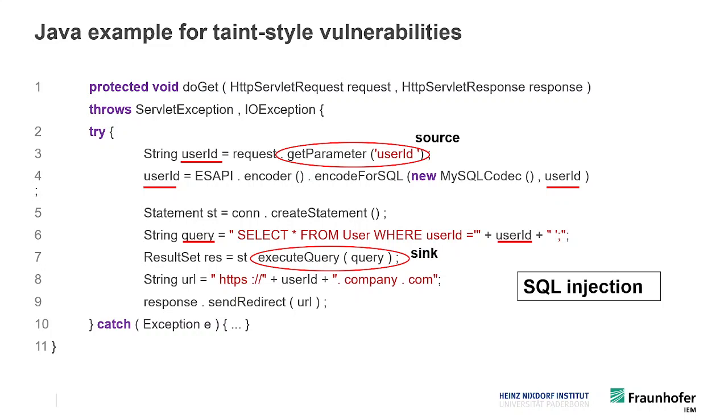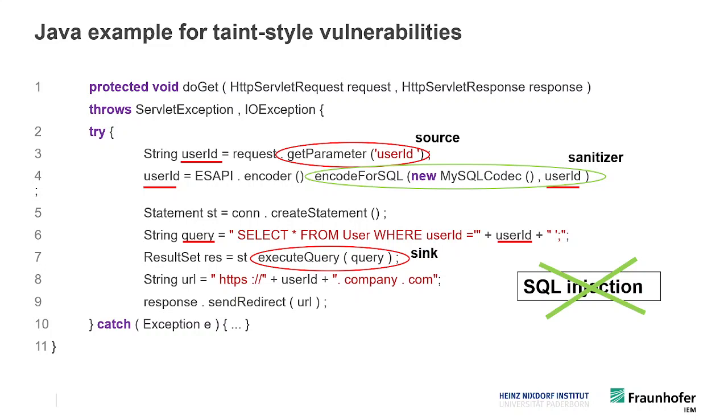However, as you see here, we have a call to encode for SQL. This is an external library that we can use, and we provide the untrusted value as a second parameter, and this method will return an encoded value. That means at this point our taint analysis should kill the taint at line 4, and therefore this should not be reported as SQL injection. So this is an example for this vulnerability.